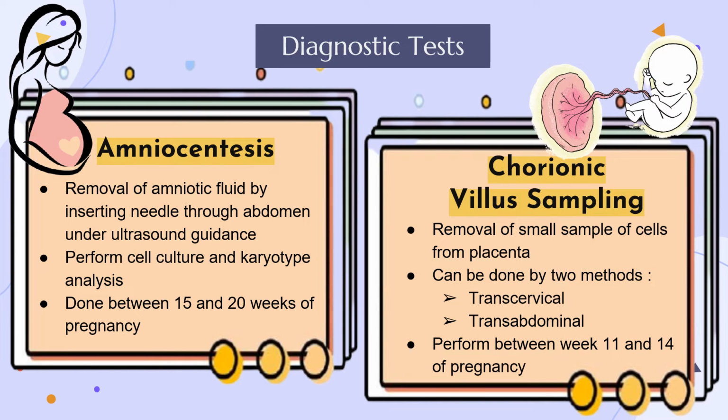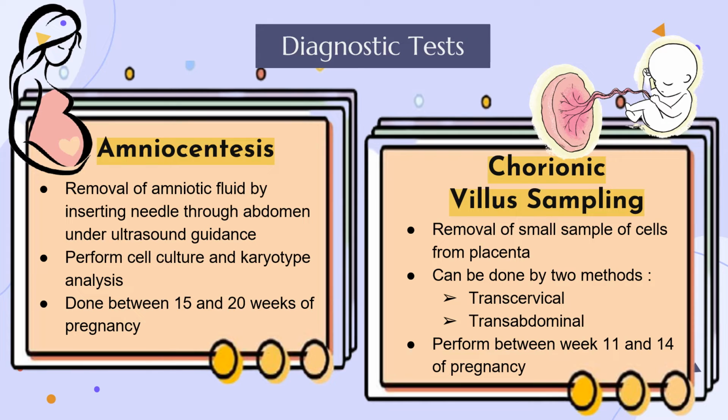Next, amniocentesis can be done by inserting a needle through the abdomen under ultrasound guidance to remove the amniotic fluid. The amniotic fluid will then be used as a sample to perform cell culture and karyotype analysis. This procedure can be done between 15 to 20 weeks of pregnancy.